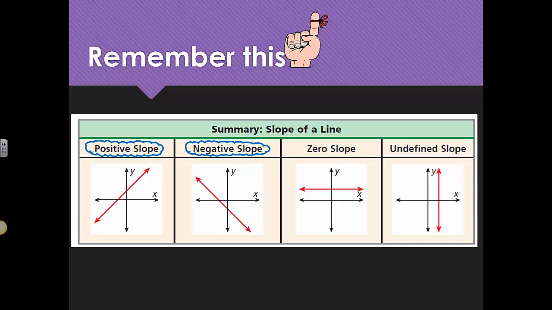If you have a horizontal line, there is no increase. So therefore, you will have a slope of 0. We saw that in the previous example as well. And lastly, if you have a vertical line, then the slope is too steep to measure, and we would say it has an undefined slope. And we saw that in the previous example as well.